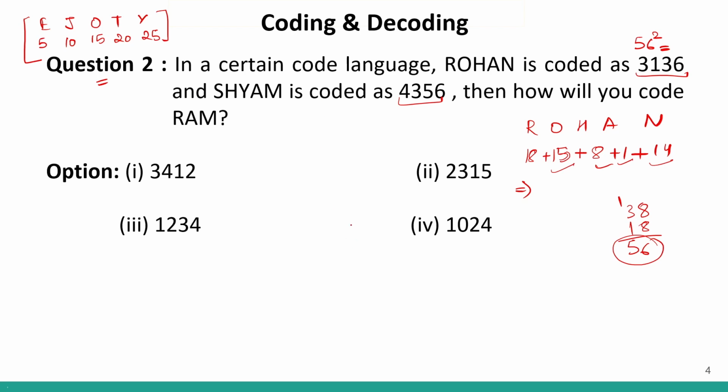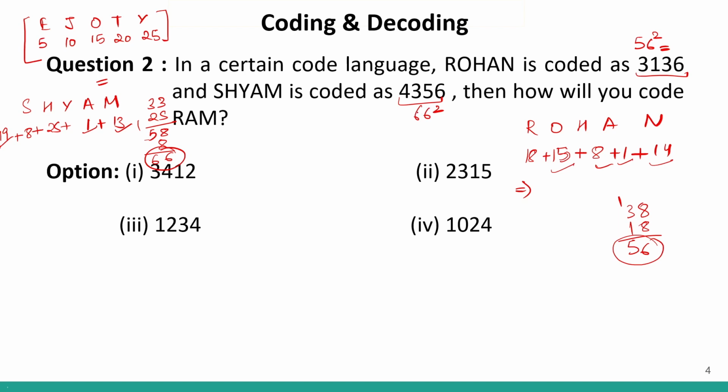Now let us do the same thing for Shyam. For Shyam, the forward ranks are 1, 13, 25. H is 8 and S is 19. So if I add these, 19 plus 1 will give me 20. 20 plus 13 will give me 33. 33 plus 25 will give me 58, and 58 plus 8 will give me 66. So 4356 is basically 66 square.